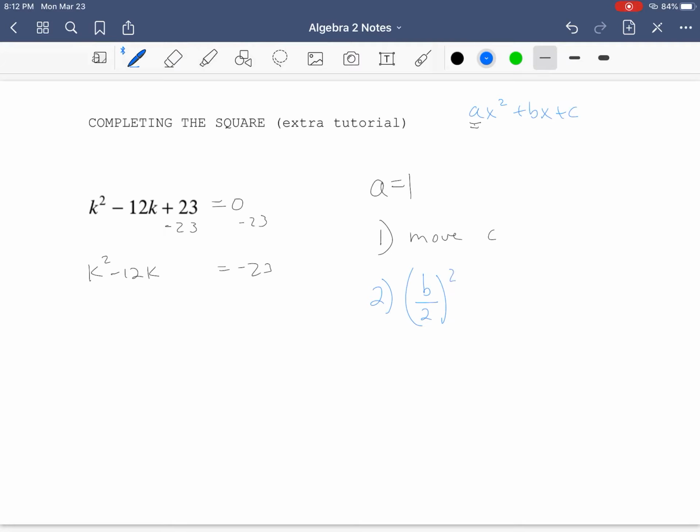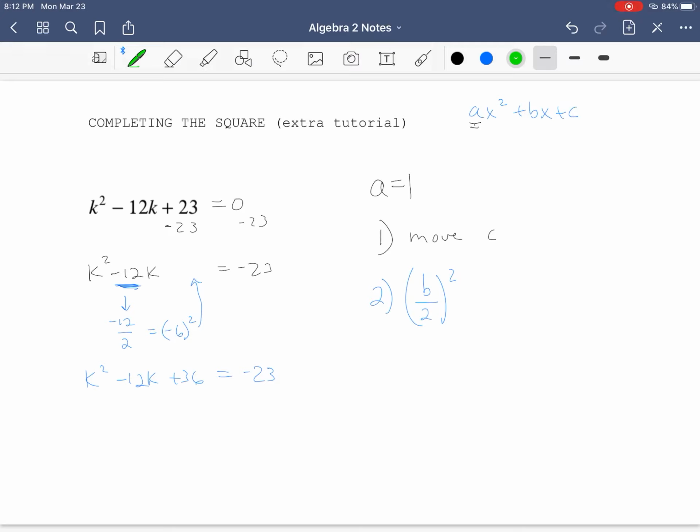Okay, so in this equation, my b value is negative 12. So I'm going to take that negative 12 and divide it by 2, which gets me negative 6, and then I'm going to square that answer. What I get there is going to go back in that space I provided, as well as at the end, and I'll explain that here in a second. So what I get is x squared minus 12x plus 36 equals negative 23. Now, once you've done that, the left side of the equation should be factorable. That's the whole goal of completing the square, so that you can factor it.